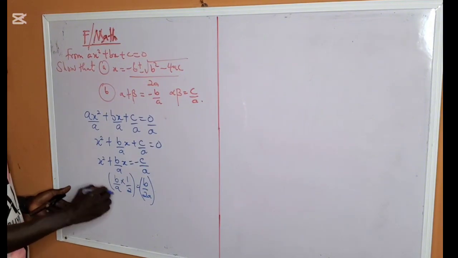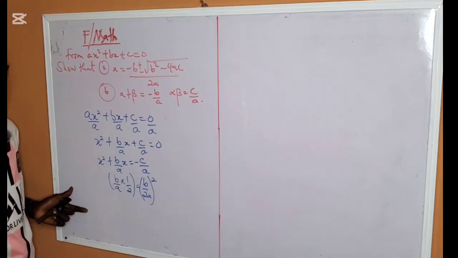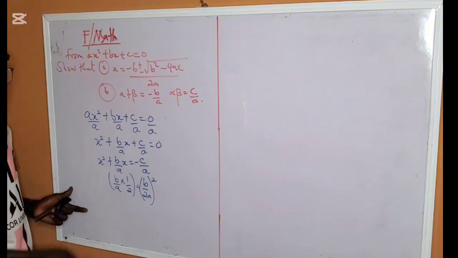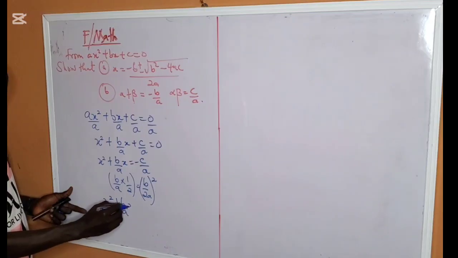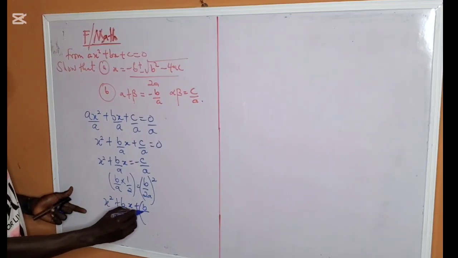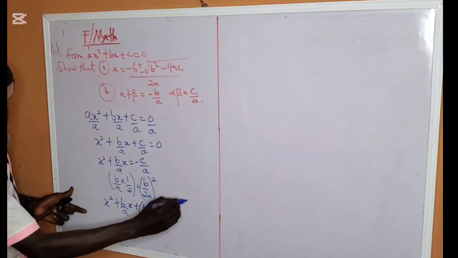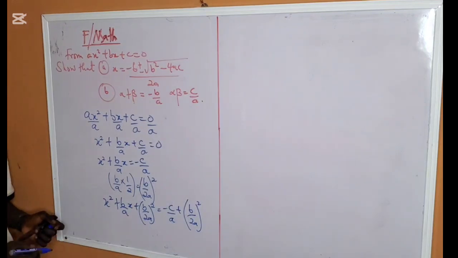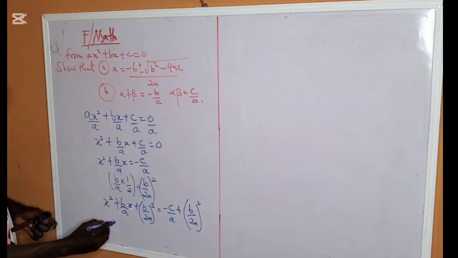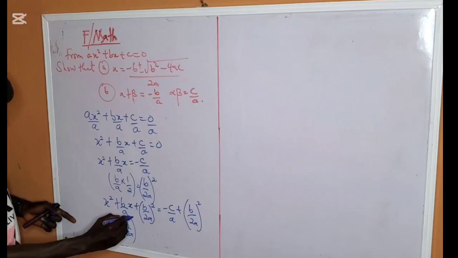Then the next thing is we are going to square this. This squared value, we are going to add to both sides of the equation. Therefore, x squared plus b over a x plus b over 2a all squared equals minus c over a plus b over 2a all squared. Now the next thing is we turn all this to a perfect square. This we turn to x plus b over 2a all squared.